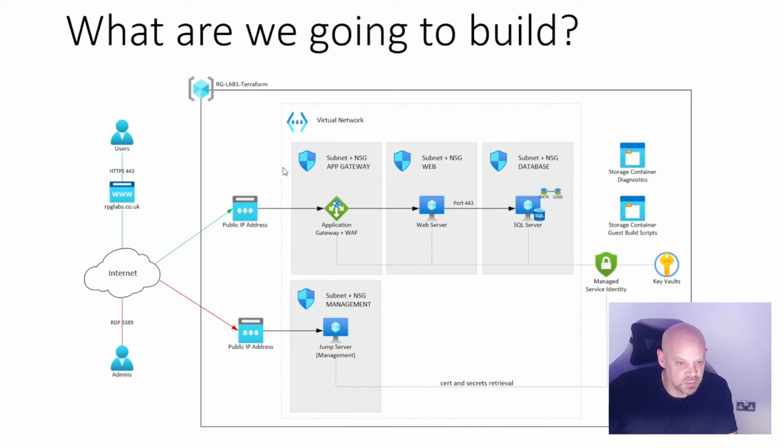So in the next video, we should crack on and create our web application firewall, and all the components that are associated with that. In order to do that, we're going to need to set up a managed service identity so that this entity can go to a key vault and grab certificates and secrets.